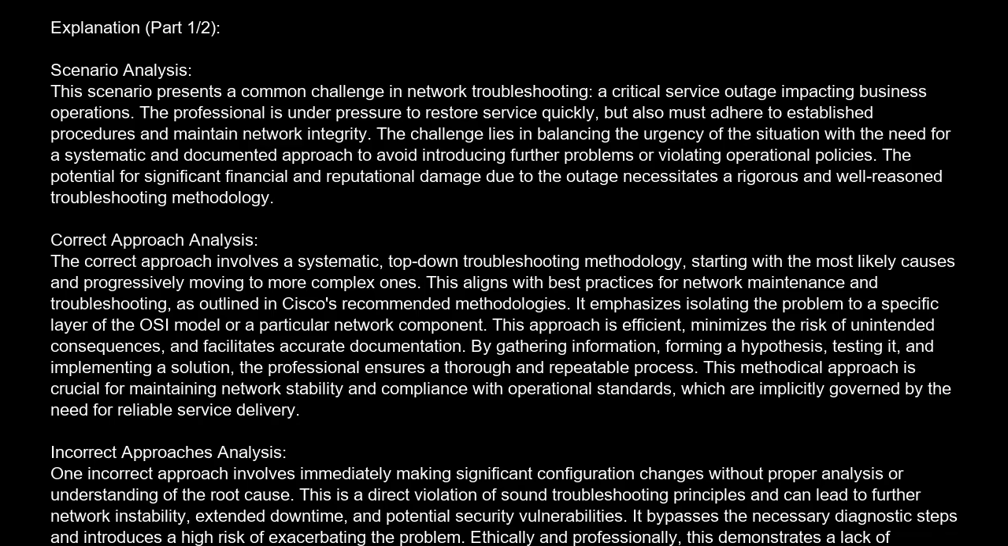The correct answer is D. Immediately begin reconfiguring core routing protocols and firewall policies based on a hunch about potential misconfigurations. Explanation. Scenario analysis. This scenario presents a common challenge in network troubleshooting, a critical service outage impacting business operations. The professional is under pressure to restore service quickly, but also must adhere to established procedures and maintain network integrity.